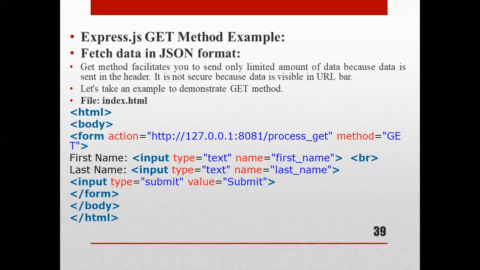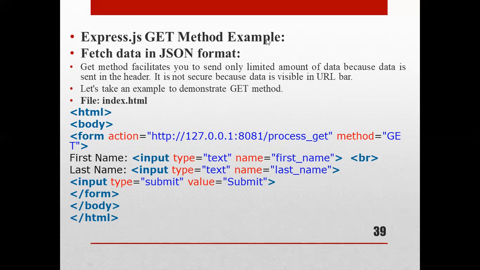We are going to fetch the data in JSON format. Here the get method facilitates you to send only a limited amount of data because data is sent in the header. It is not secure because data is visible in the URL bar. Here you can see the example to demonstrate the get method.